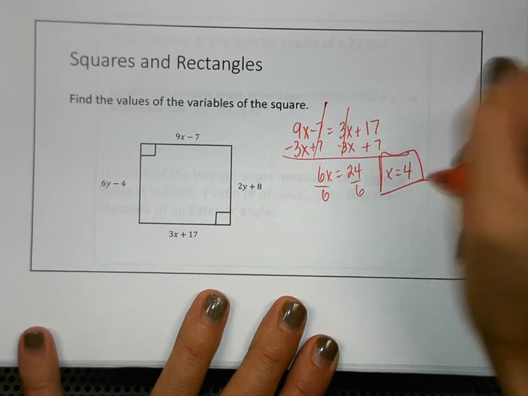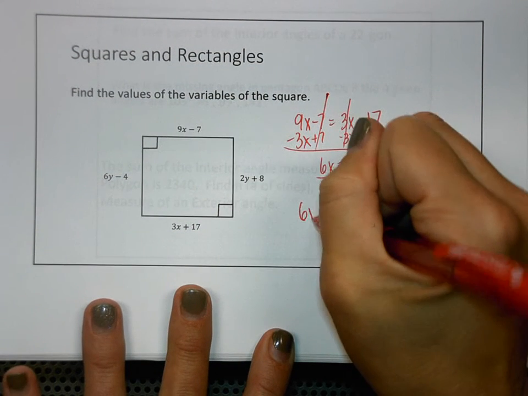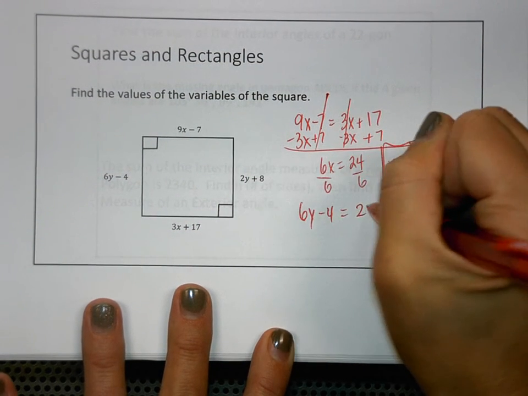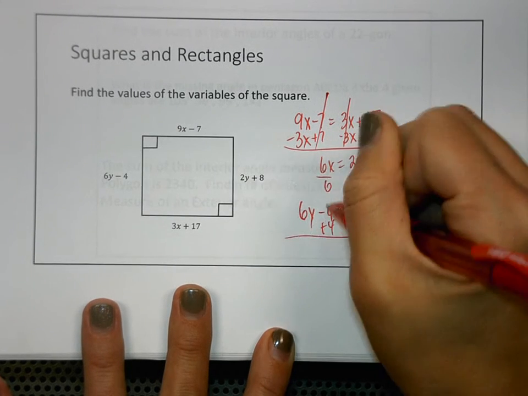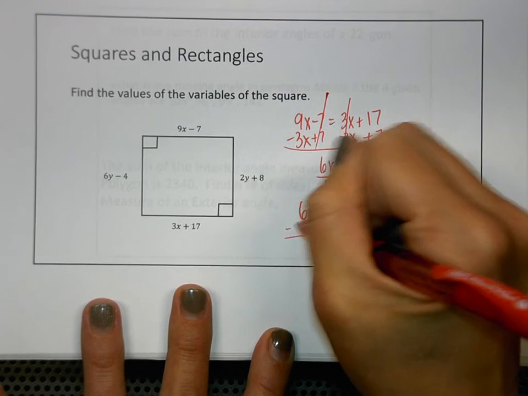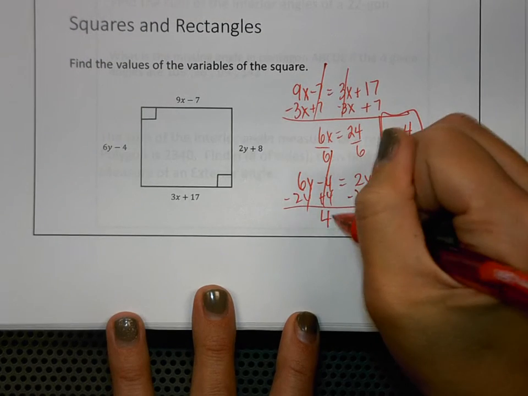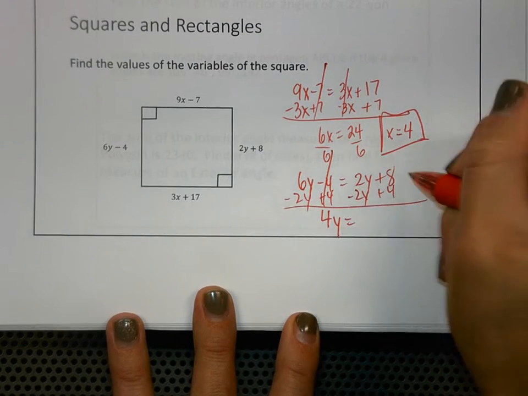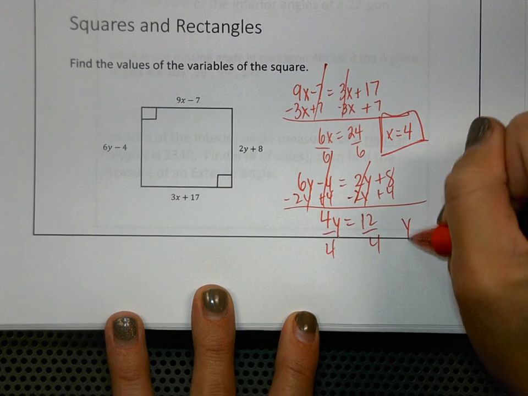To find y, I'm going to set these two equations equal to each other. 6y minus 4 equals 2y plus 8. I'm going to add 4 to both sides and, at the same time, subtract 2y. 6 minus 2 is 4y. 8 plus 4 is 12. We divide by 4, and y equals 3.